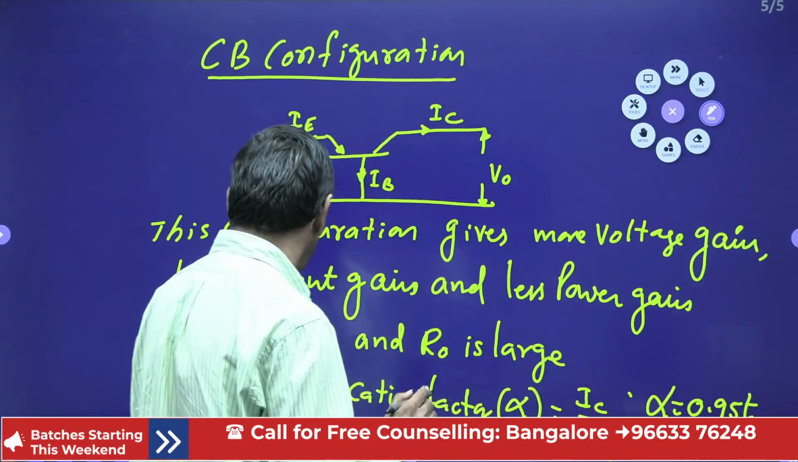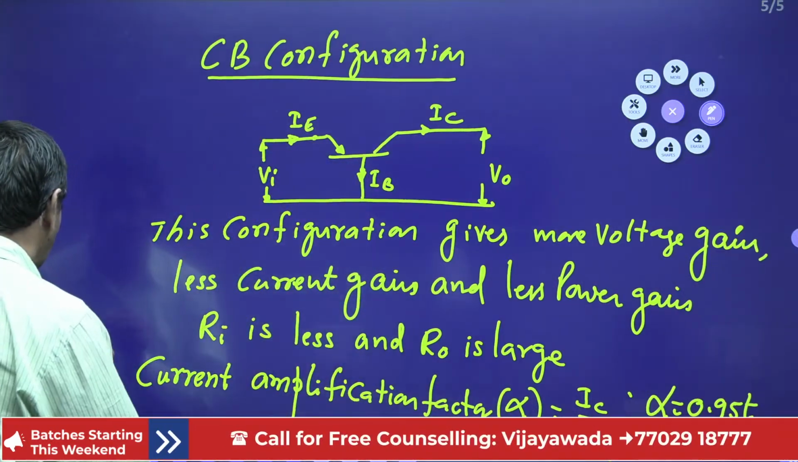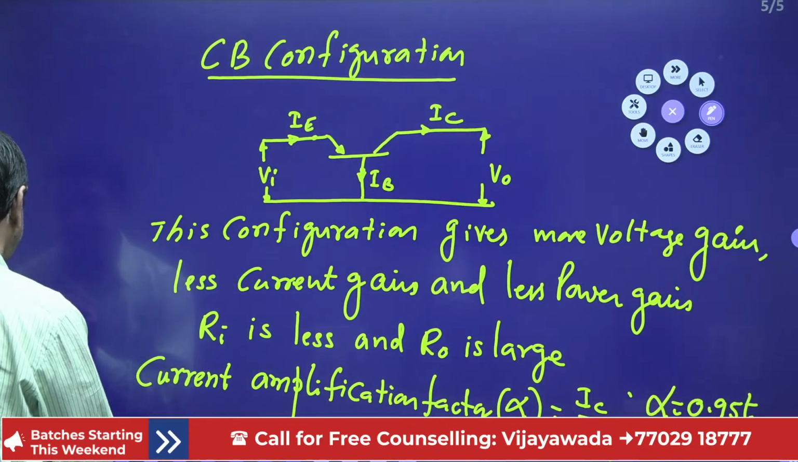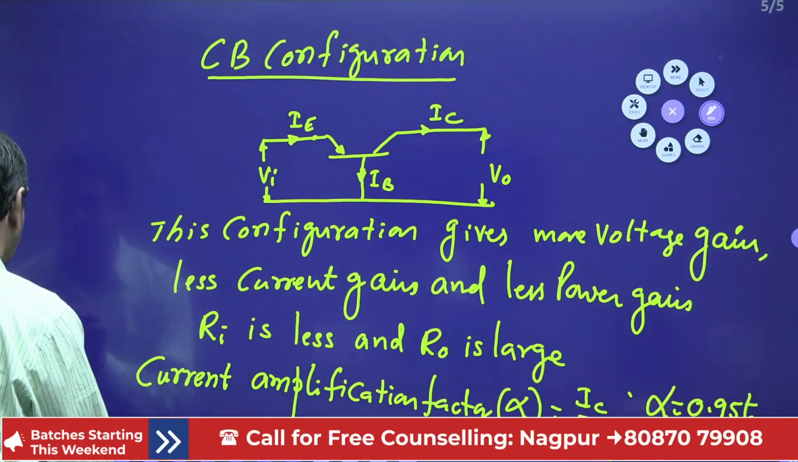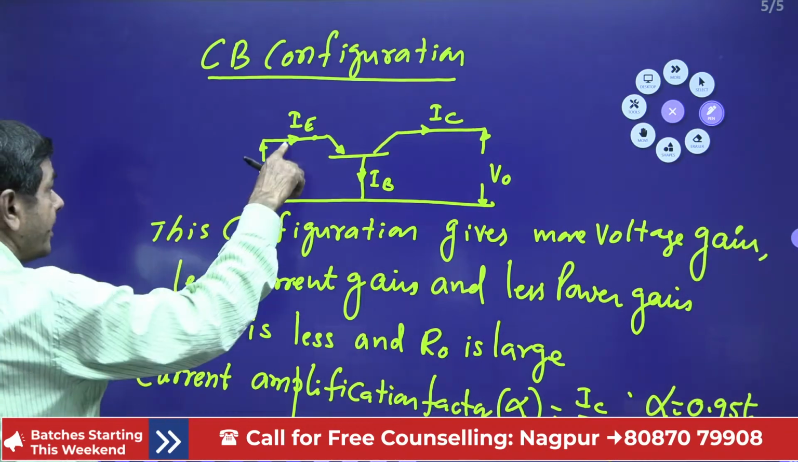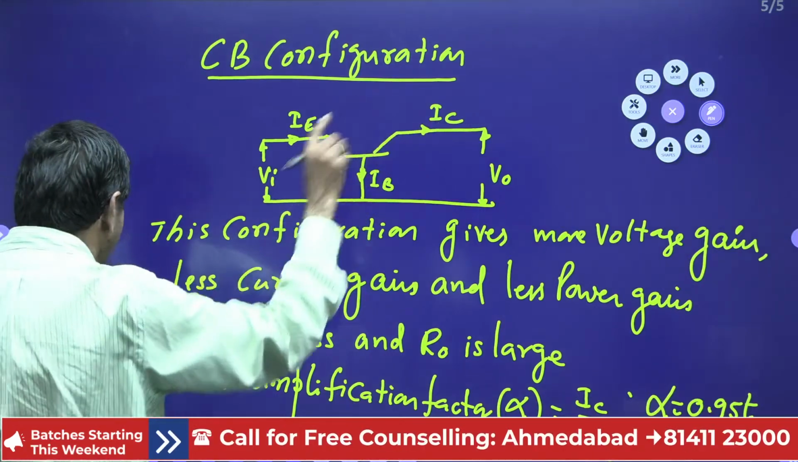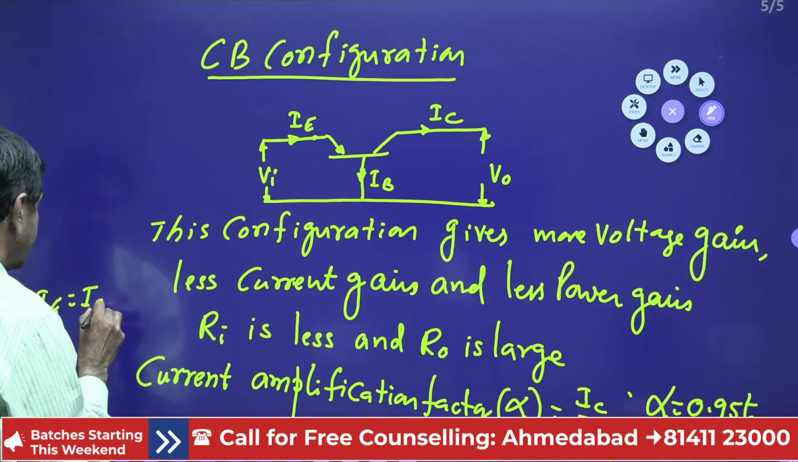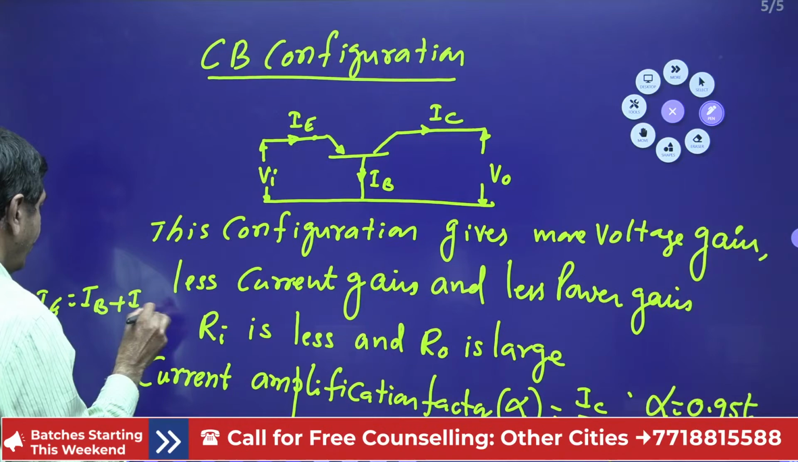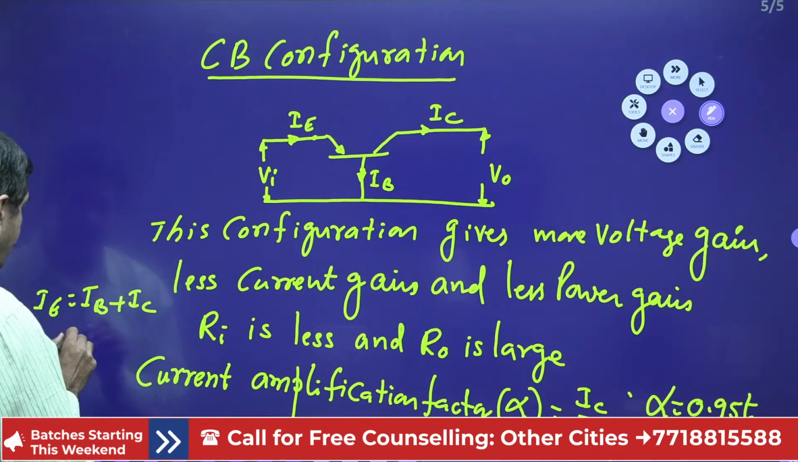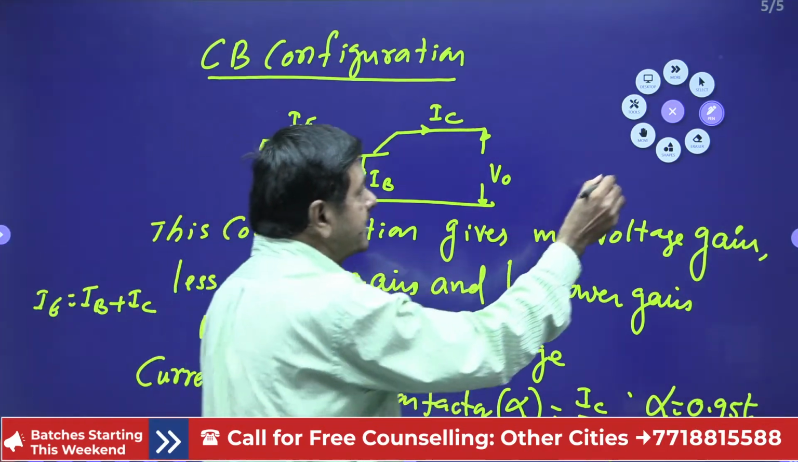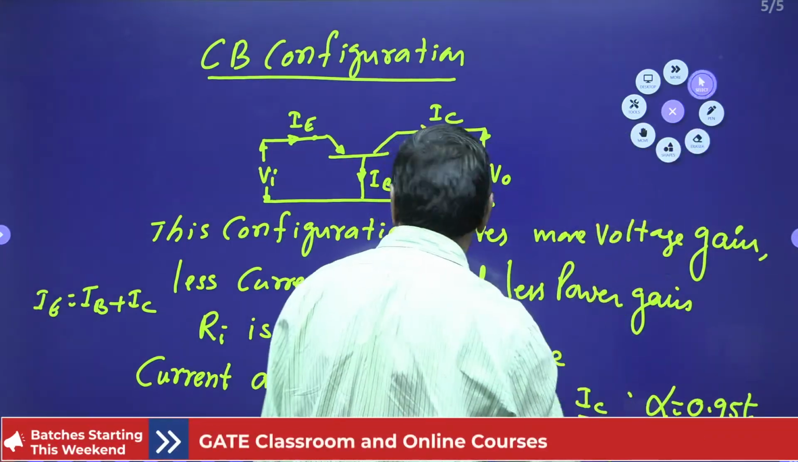It is very simple. Whenever you want to find out the base current, I said already, the emitter current equals the base current plus the collector current only. IE equals IB plus IC. In that case, I will write it in the next page, this is best. I'll write in the next page.